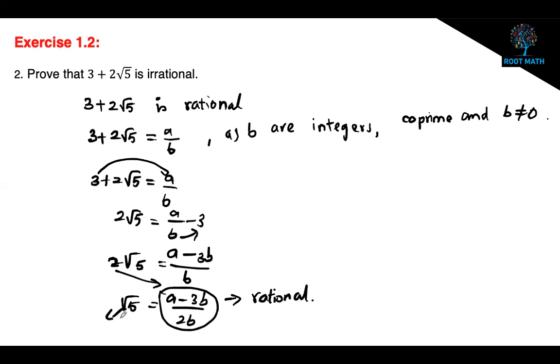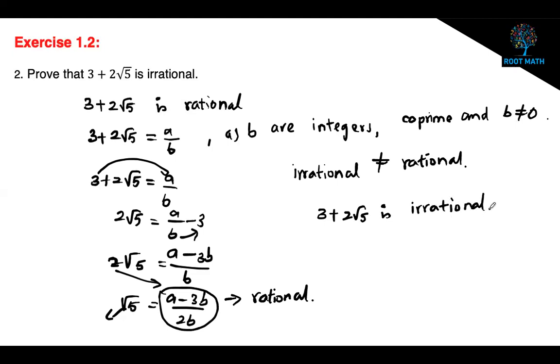But root 5 is irrational. So an irrational cannot be equal to a rational value. This contradiction has arisen because of our wrong assumption that 3 plus 2 root 5 is rational. Therefore, 3 plus 2 root 5 is irrational.